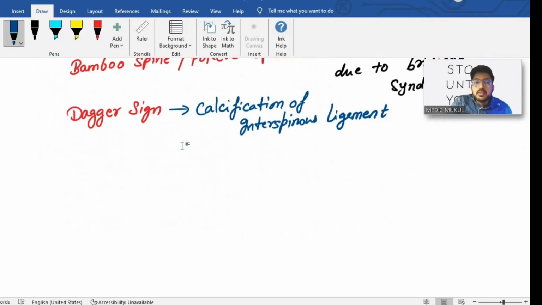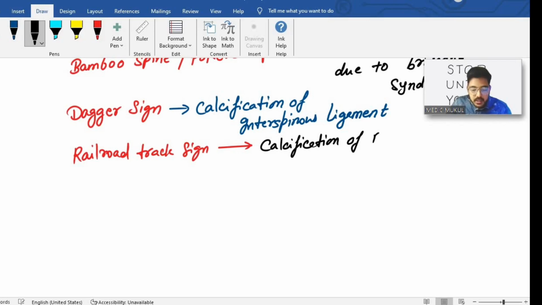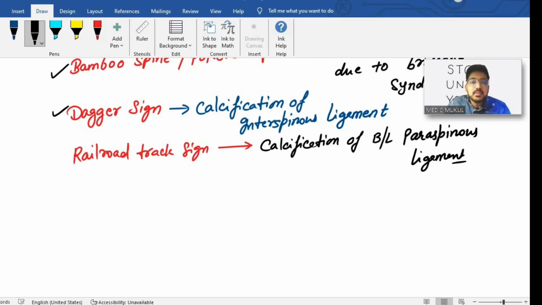After the dagger sign, what other sign can we see? We can see the railroad track sign. In the railroad track sign, there is calcification of the bilateral paraspinous ligament. So remember these things: we can have the bamboo spine or poker spine, the dagger sign, and the railroad track sign.